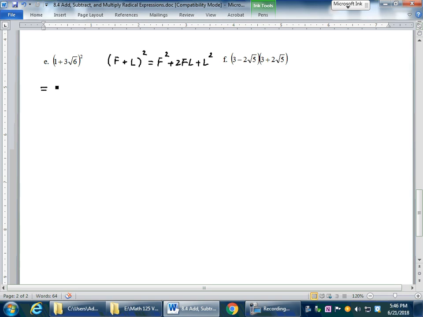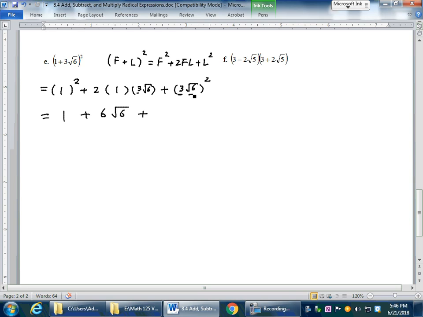So, according to the shortcut formula, it will be first squared plus 2 times first times last plus last squared. So my first is 1, first times last, and then last squared. So 1 squared is 1 plus 2 times 1 is 2. 2 times 3 square root of 6 will become 6 square root of 6 plus 3 square root of 6 quantity squared.